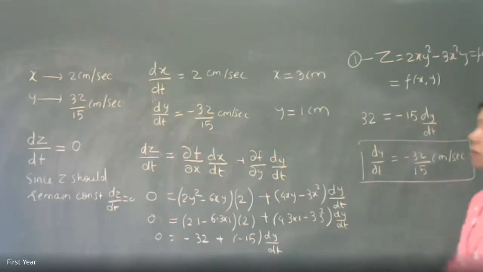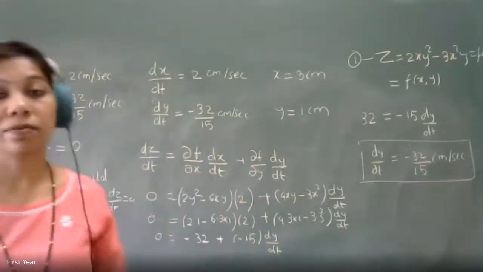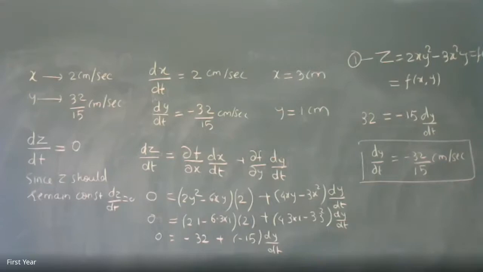Therefore, if you want, you can make a remark. Y decreases at the rate 32 by 15 centimeter per second for z to remain constant. Is it okay? Okay? Everyone? Yes. Yes, ma'am. There are two, three more examples. Let us complete them. So half of the thing lies in the question only. If you understand the question properly, then it's quite easy to get to the solution.